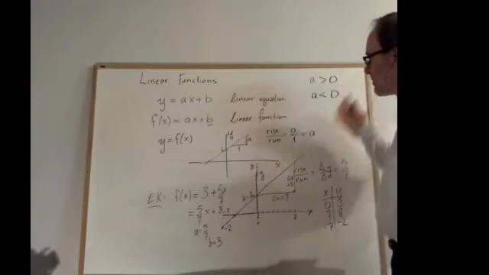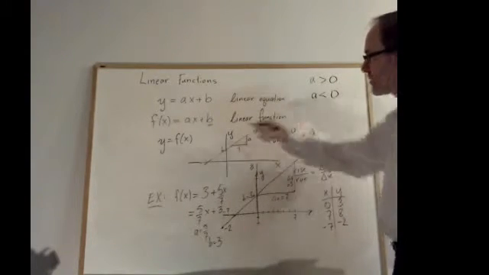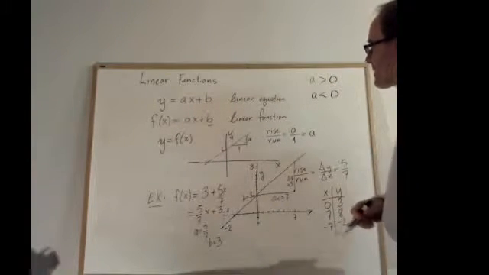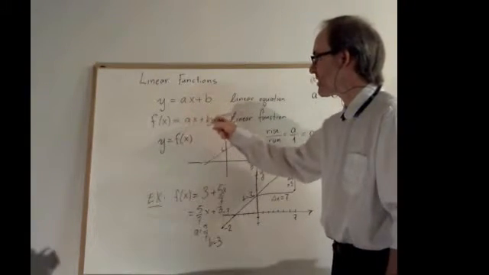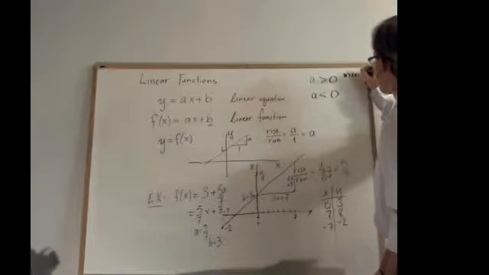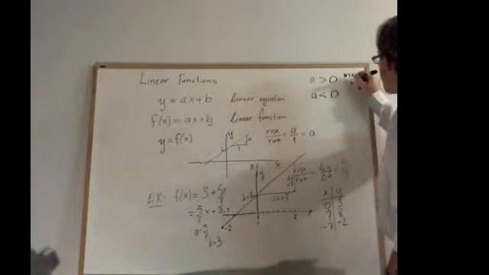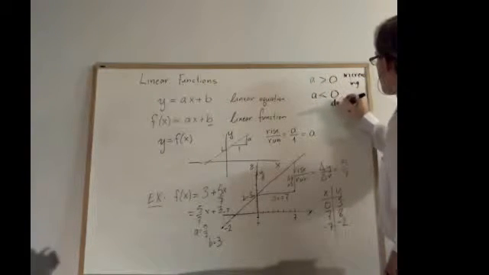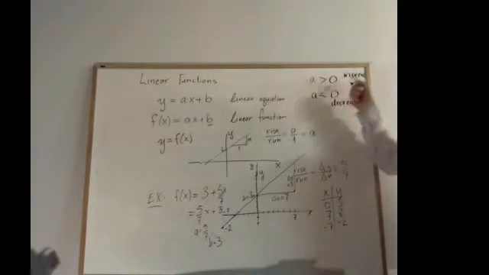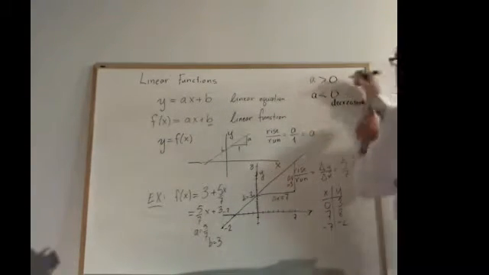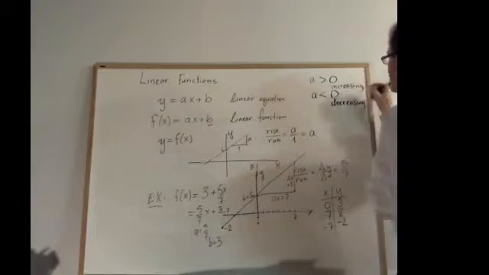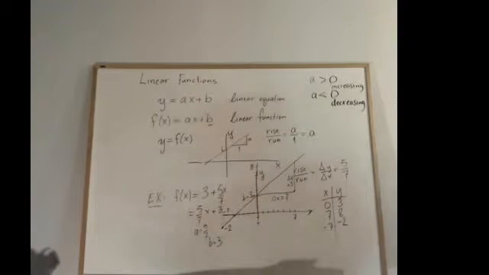Okay, so you can tell immediately from the slope of the graph, which is the x coefficient. In a linear function, you only have the coefficient of x and a constant term. From that coefficient, you can tell right away whether it's an increasing function or decreasing function. If it's positive, then it's increasing. If it's negative, then it's decreasing.